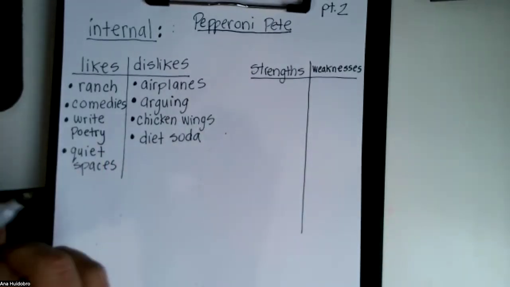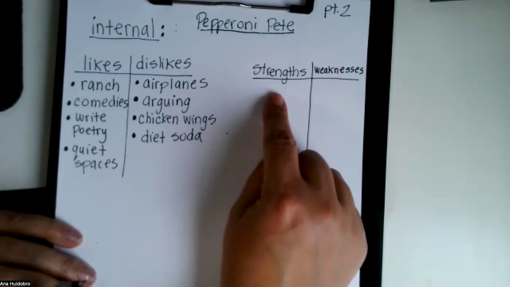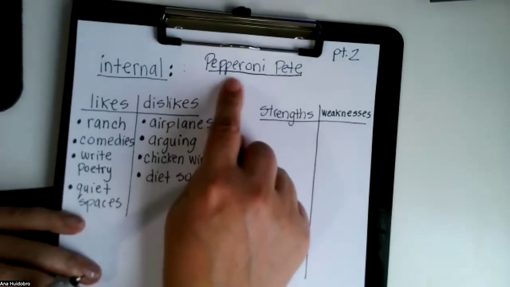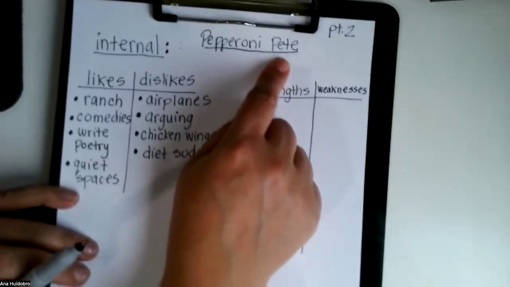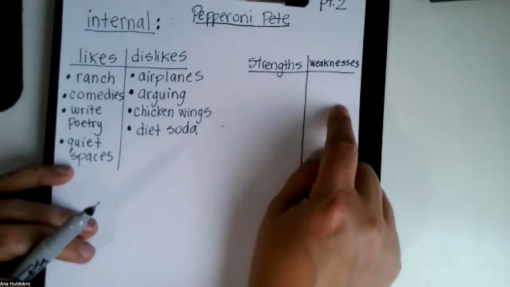Okay. So when I write strengths, it's not like, oh, you're so strong, like physically strong. This is parts of your personality, or in this case, Pepperoni Pete's personality, that are good, that have good characteristics. These are good traits. His weaknesses are things that he needs to work on. And it could be personality, it could be academic, it could be in terms of behaviors, it could be anything.